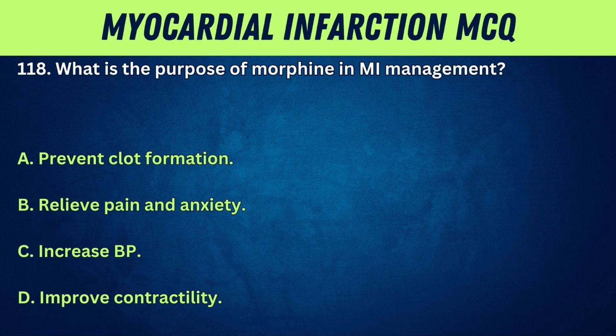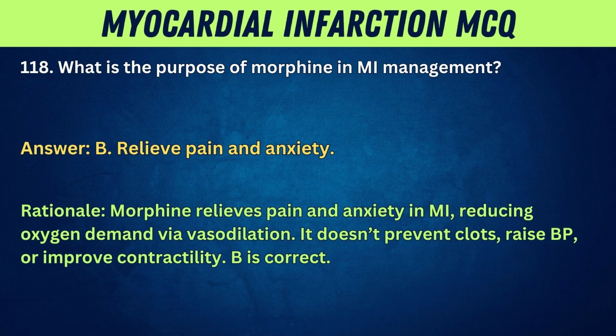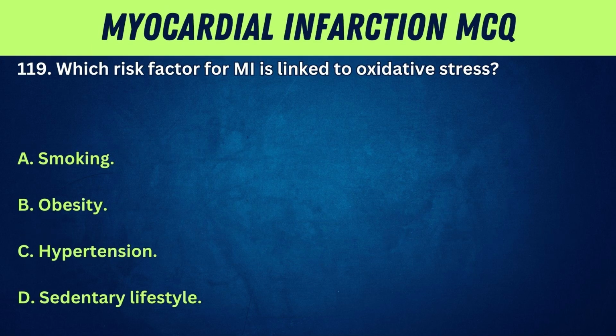A. Prevent clot formation. B. Relieve pain and anxiety. C. Increase BP. D. Improve contractility. Answer: B. Relieve pain and anxiety. Rationale: Morphine relieves pain and anxiety in MI, reducing oxygen demand via vasodilation. It doesn't prevent clots, raise BP, or improve contractility. B is correct. 119. Which risk factor for MI is linked to oxidative stress?